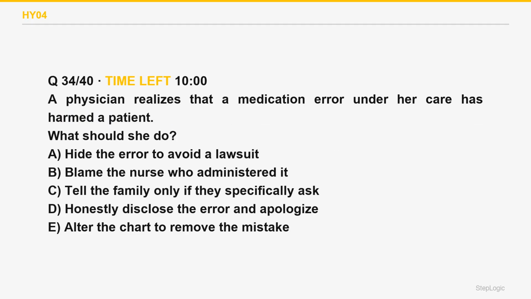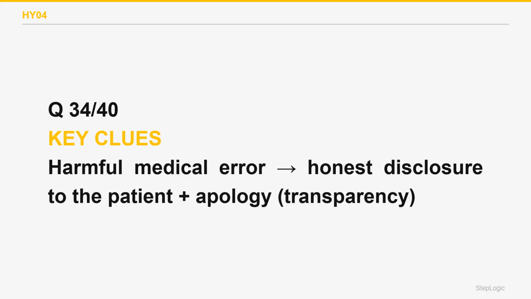What should she do? A physician realizes that a medication error under her care has harmed a patient. Read the command: the duty after a harmful error, honest disclosure and apology. When a medical error harms a patient, the physician has an ethical duty of honesty. Disclose the error to the patient, explain what happened, and apologize. Transparency respects the patient's autonomy and trust, supports safety improvements, and is the right thing to do regardless of liability fears.